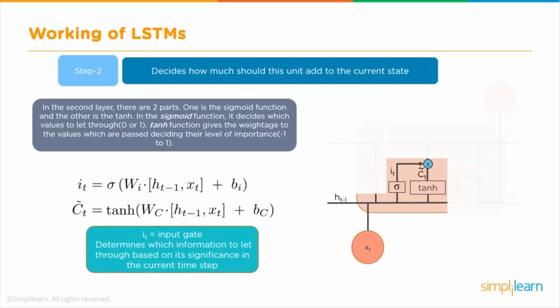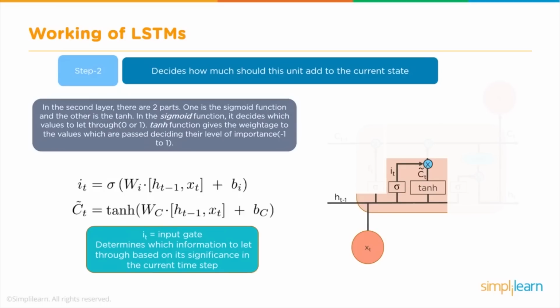In the second layer, there are two parts. One is the sigmoid function and the other is the tangent h. In the sigmoid function, it decides which values to let through, 0 or 1. Tangent h function gives the weightage to the values which are passed, deciding their level of importance, -1 to 1. And you can see the two formulas that come up. The i of t equals the sigmoid of the weight of i, h of t minus 1, x of t plus the bias of i. And the c of t equals the tangent h of the weight of c, h of t minus 1, x of t plus the bias of c.